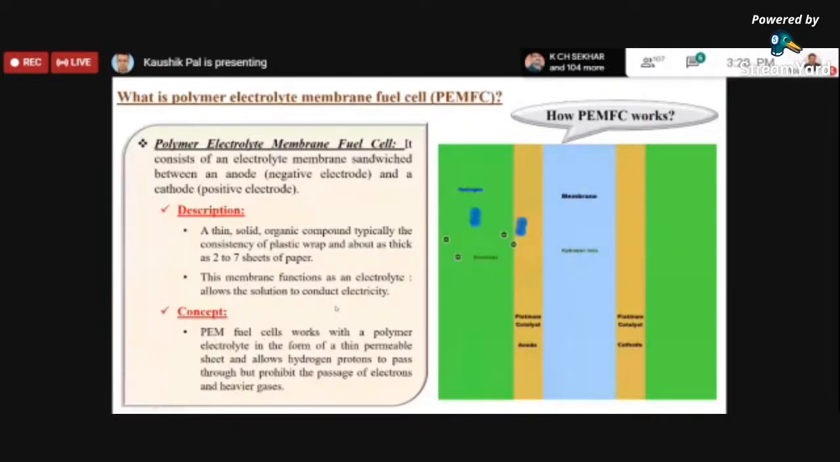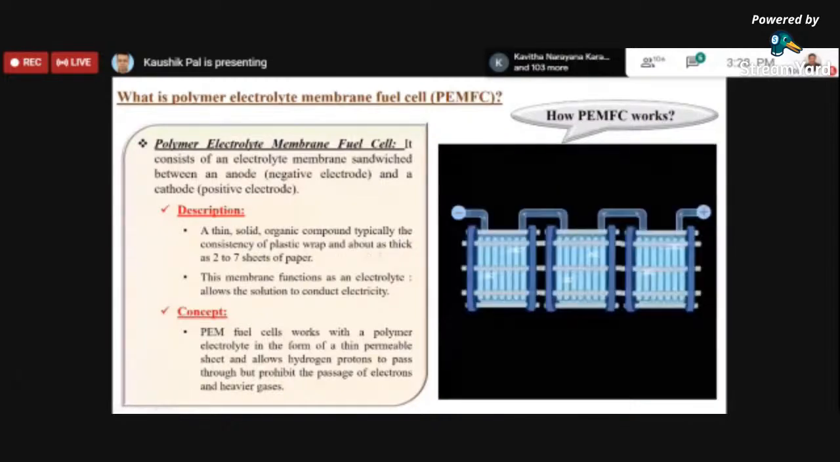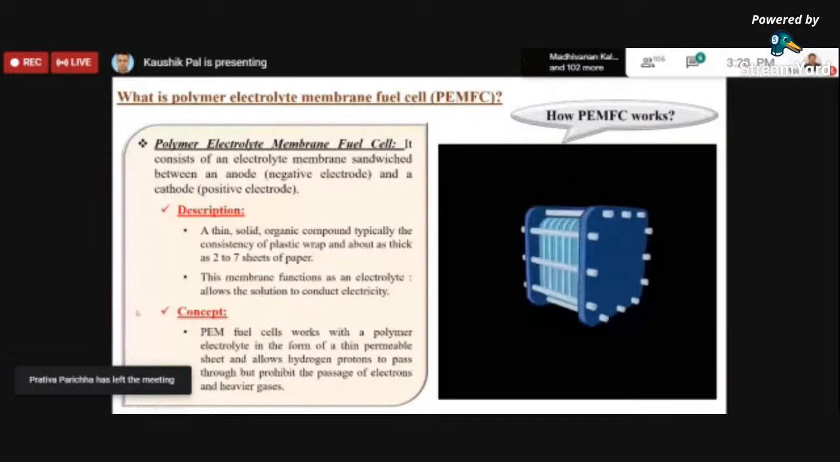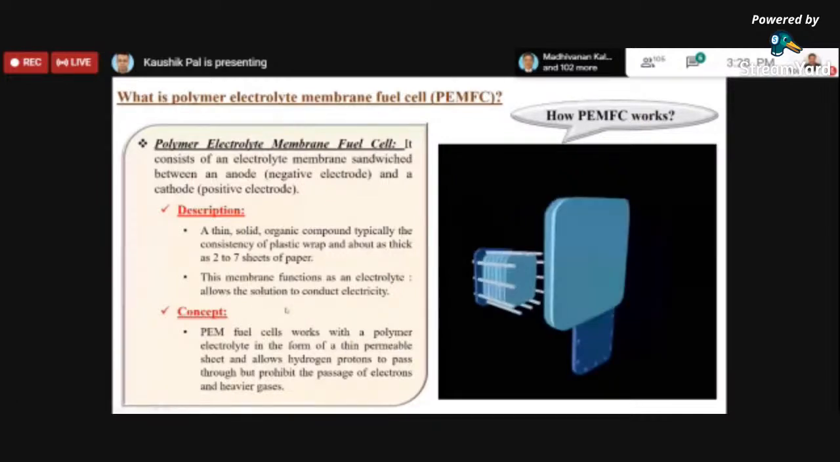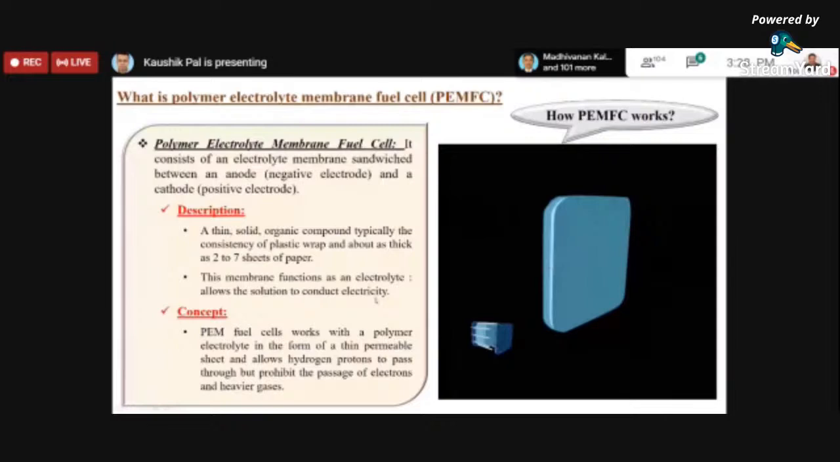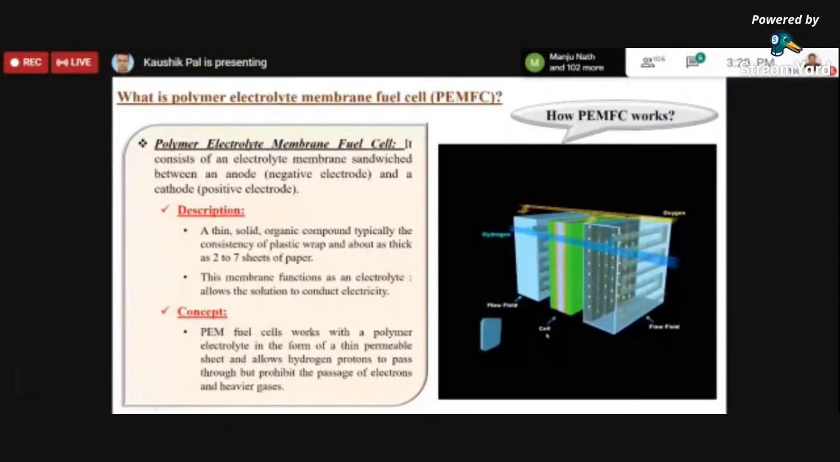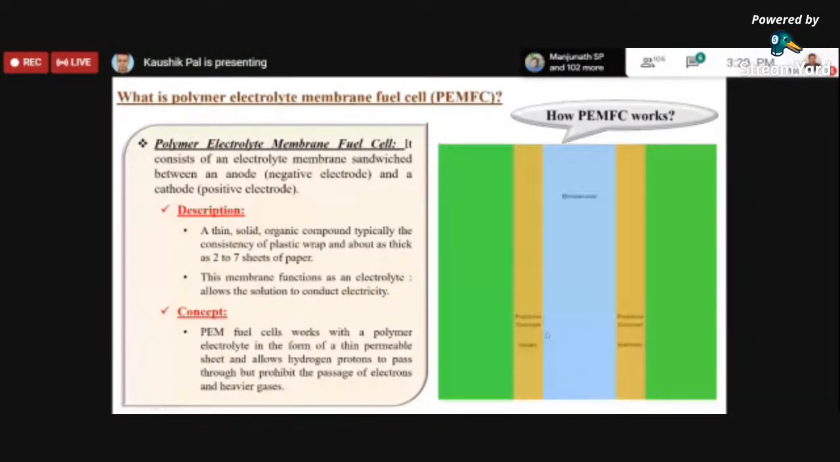It consists of an electrolyte membrane sandwiched between an anode, the negative electrode, with a platinum catalyst, and the cathode, the positive electrode, which also has a platinum catalyst. The membrane is a thin solid organic compound, typically the consistency of plastic wrap and about as thick as 2 to 7 sheets of paper. This membrane functions as an electrolyte, allowing the solution to conduct electricity. In between, you can see we are using a certain kind of cell, and in between the cell you are using that particular membrane. In this case, this is the membrane.